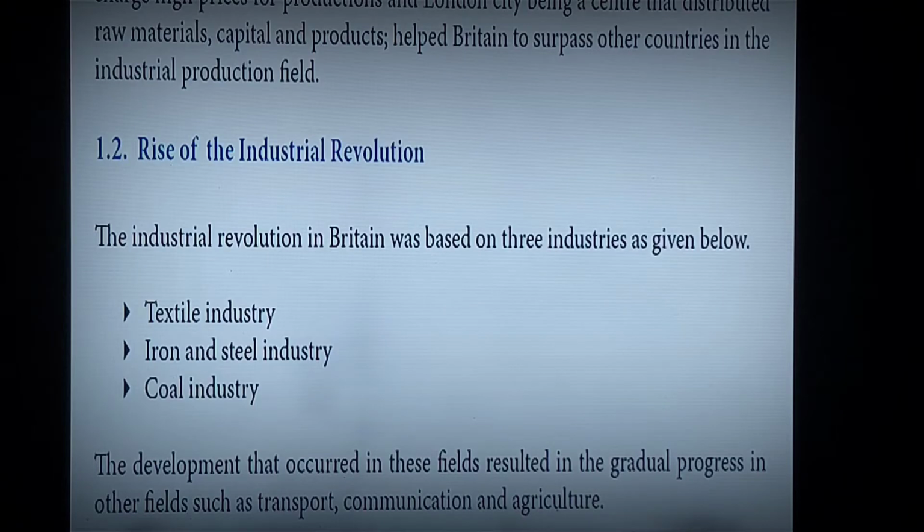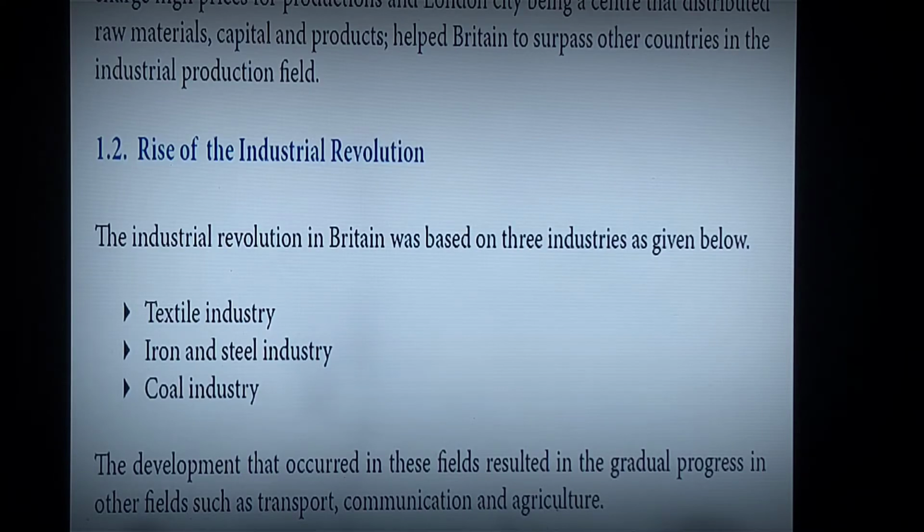So you have the British map. You can see Britain is an island. So it was very easy to carry out trade activities, and London City became the center of that. The raw materials brought from the eastern countries were easy to distribute to the industries. After that, the goods were also easy to distribute to the eastern countries through London City.